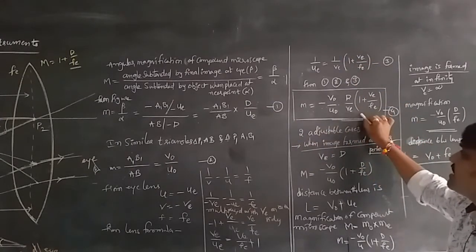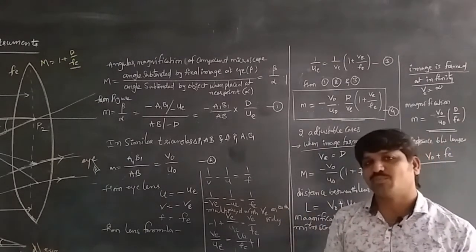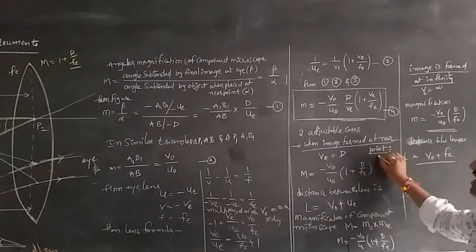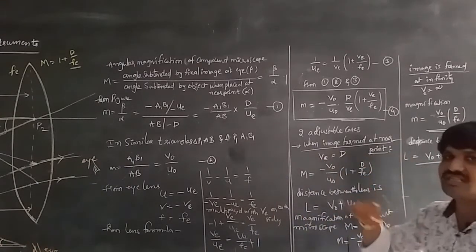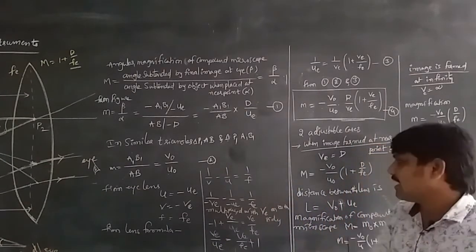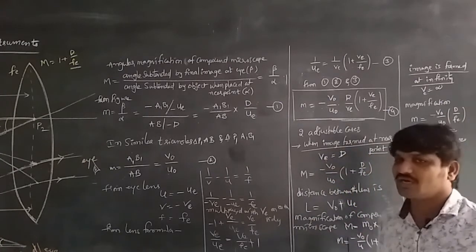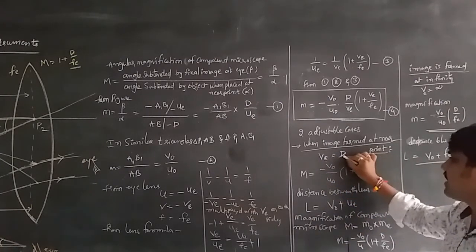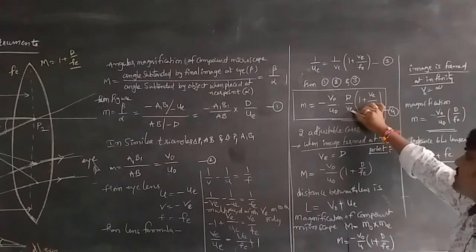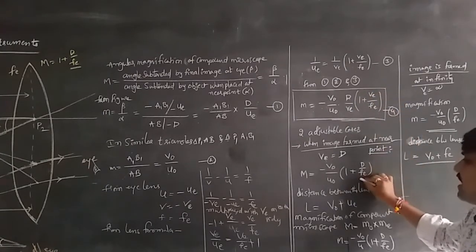In this case also there are two adjustments: the image formed at the near point and the image formed at infinity. If the image is formed at the near point, the least distance of distinct vision, whenever the eye is placed near the eyepiece, then V is equal to D. Substituting V is equal to D, we can cancel both, and we get 1 plus D by Fe as the equation.